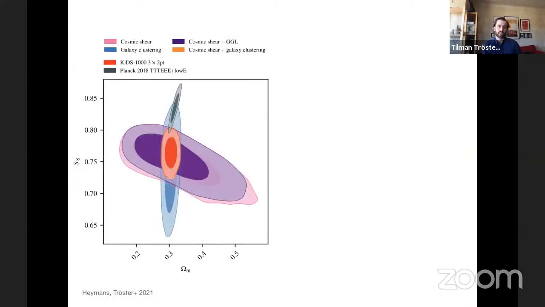So these are the constraints we get. In pink is again the cosmic shear result that I showed you before from the band powers. If you add on top of that the galaxy lensing, you get the dark purple constraints. And as I said, even though we put in a lot of effort to get the modeling and the methodology for that right, because we have to discard that much of the data, that doesn't actually help us much. And in blue is the full BOSS-DR12 footprint galaxy clustering constraints and the full chip analysis. And if you combine everything together, we end up with the red contour, which is our fiducial KiDS-1000 3x2-point result.